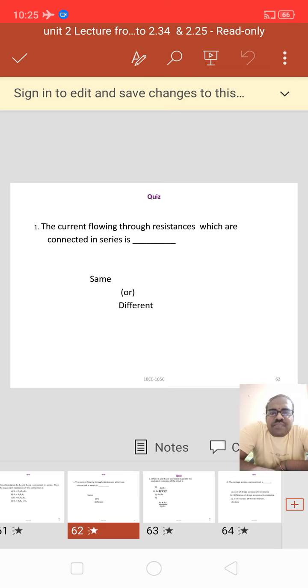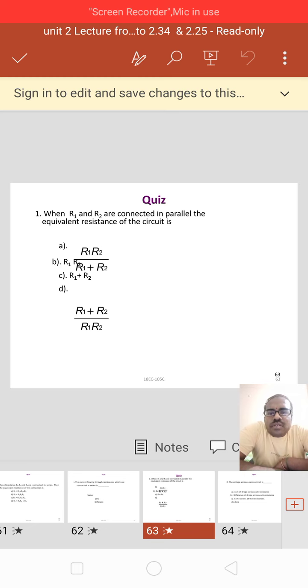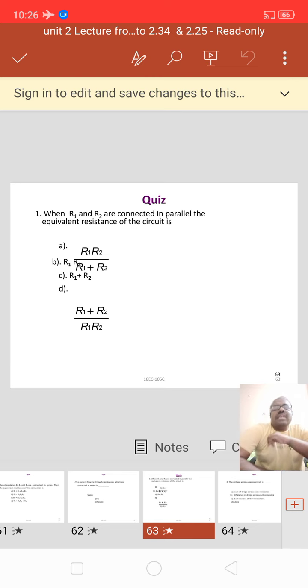Next question. The current flowing through resistances which are connected in series is same or different? That is, the current flowing through resistance when connected in series is the same. When R1, R2 are connected in parallel, the equivalent resistance of the circuit is R parallel, equal to R1 R2 by R1 plus R2. When we take 1 by R1 plus 1 by R2, R parallel equals R1 R2 by R1 plus R2.